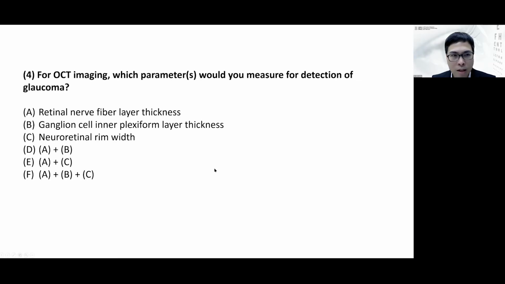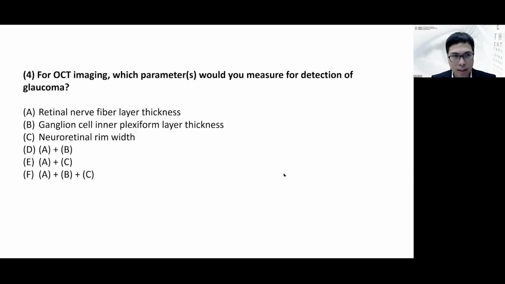Question 4, for OCT imaging, which parameter would you measure for detection of glaucoma? You will image the retinal nerve fiber layer, the ganglion cell inner plexiform layer, the neuroretinal rim, or the combination of these parameters. Right, so about 60% of you would image everything, the rim, the RNFL, GCIPL, and then we have about 20% of our participants would use RNFL and GCIPL.